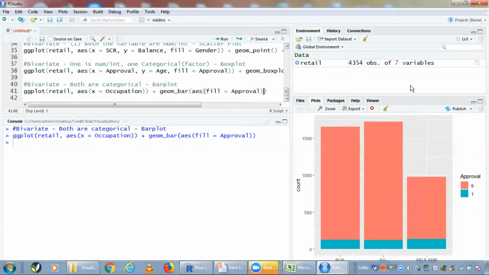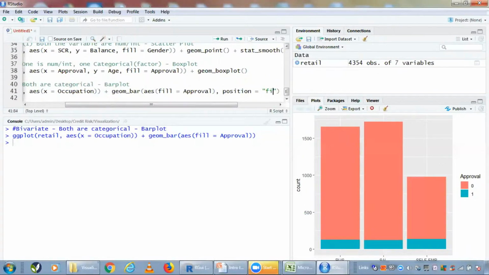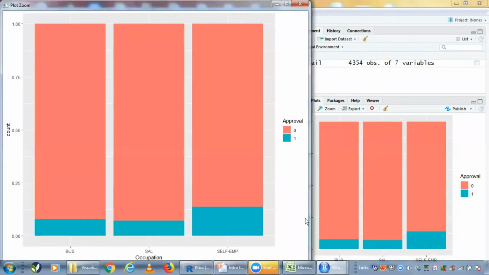So I can add a little more. I can make a few changes here. I can put position is equal to fill here, and here is the new plot that I get. Now this makes a little more sense because it's now talking in proportions. Okay, so if you want to interpret this, you can say that we have relatively higher rejections.